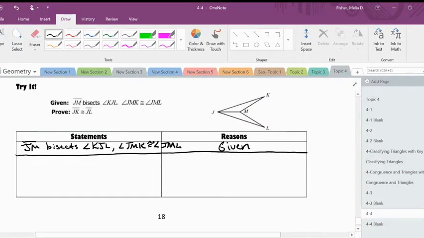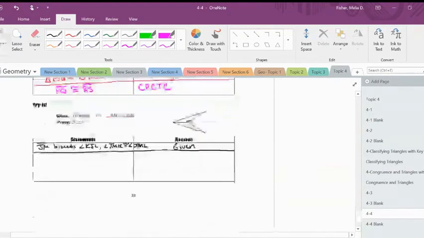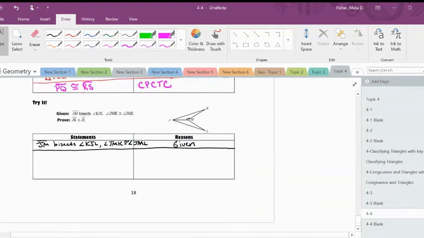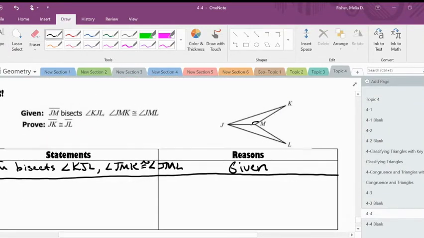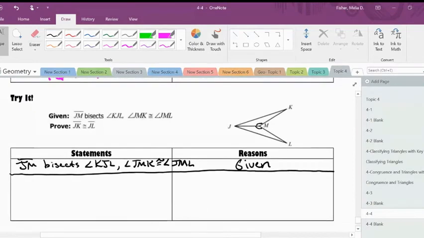While your video was paused, you should have at least filled in the given information and hopefully you marked what was given. So you have that JMK is congruent to angle JML. Those are congruent right there. And then we said that JM bisected that angle, and because it bisected, we were able to put this mark and this mark on there.